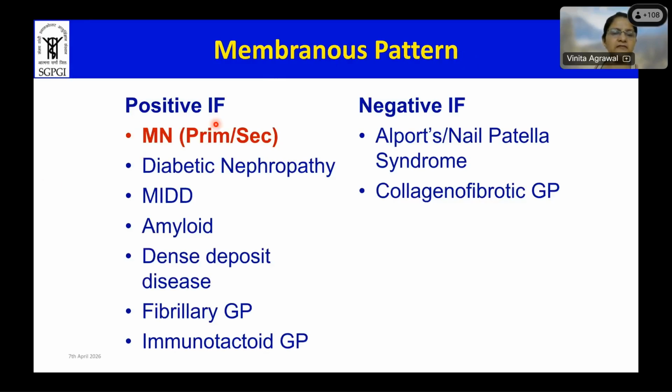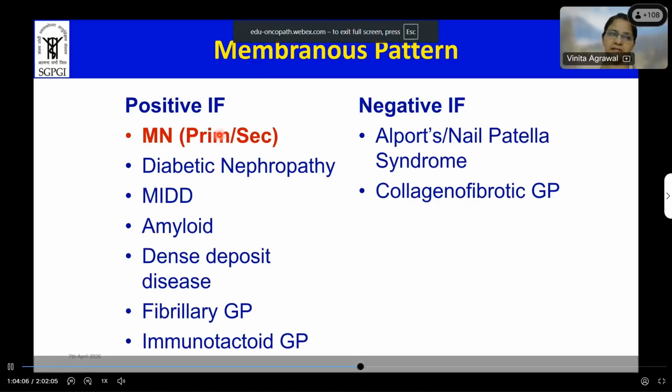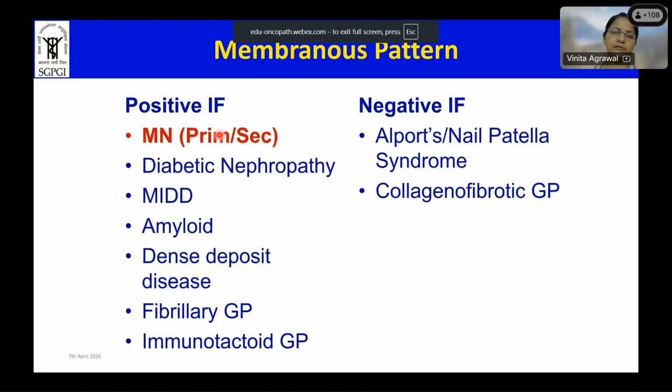It has a positive IF like diabetic nephropathy, monoclonal immunoglobulin deposition disease, amyloid, dense deposit disease, and all others. And there are conditions in which you can have thickening of the membrane, that is the GBM, like Alport and collagenofibrotic glomerulopathy. Now note that Alport can present like a minimal change pattern, it can have an FSGS pattern, and it can also have a membranous pattern. That is why, as I said when I started the talk, you have to identify the patterns, and then only you can reach a diagnosis.